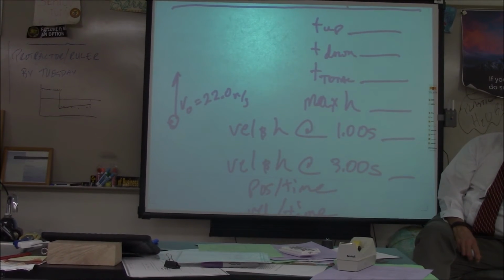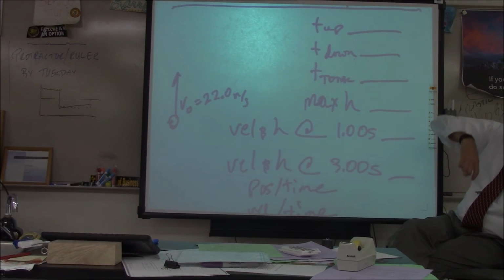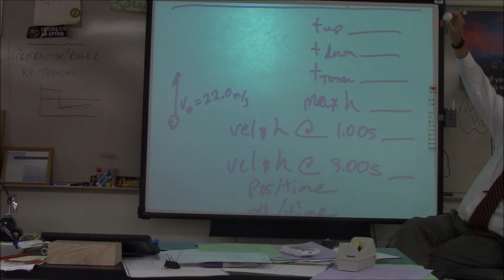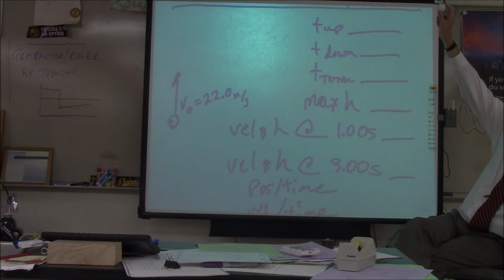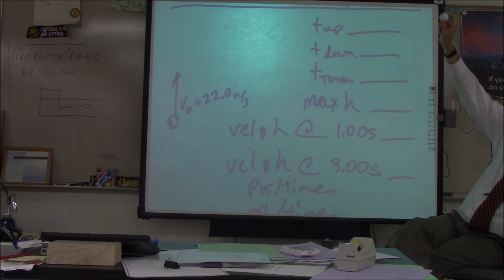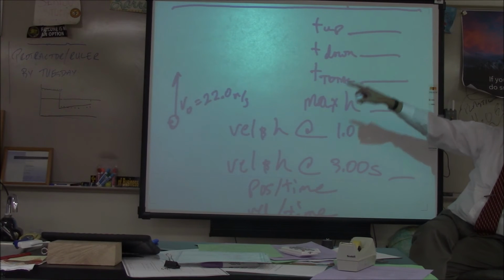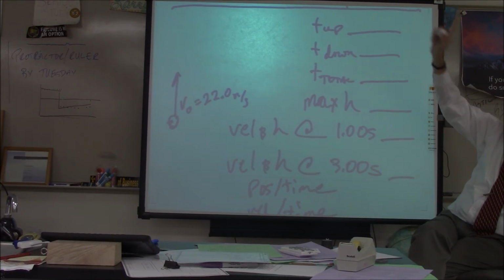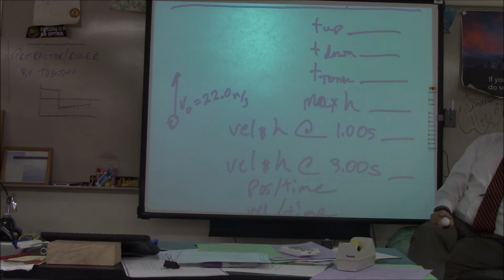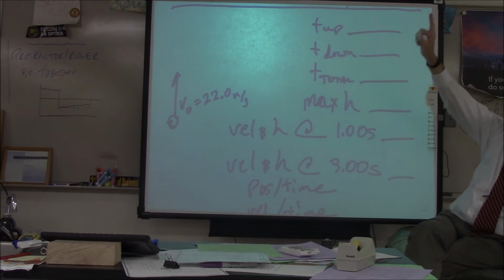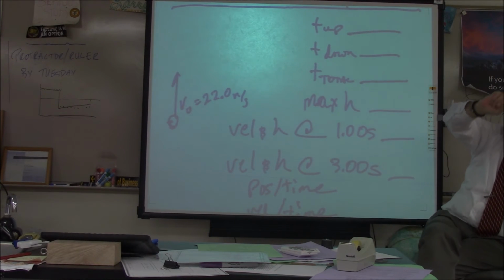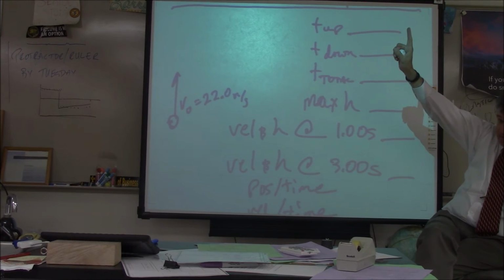Now, here's the other crux of this. Allison, when that ball gets to its highest point, what's the velocity of the ball going to be? It's going to stop. So the velocity is going to go from 22 meters per second to 0. At its highest point, the final velocity is going to be 0. Now, when it starts back down, this is going to be important. When it starts back down, what's the initial velocity going to be?